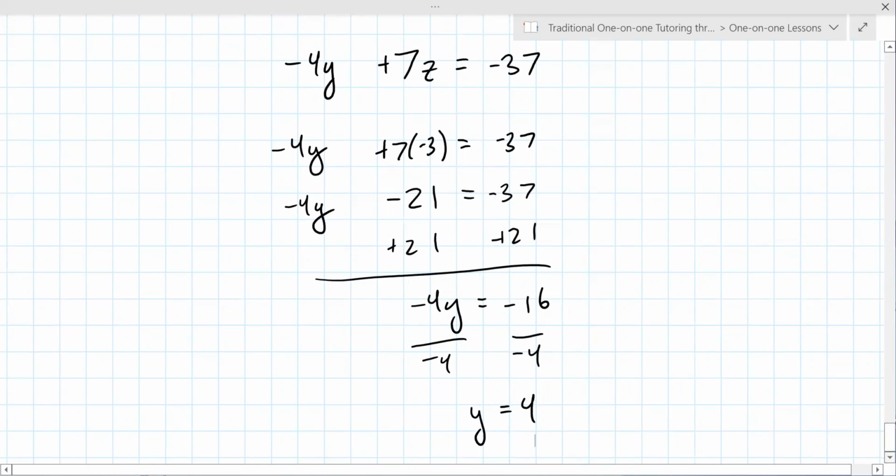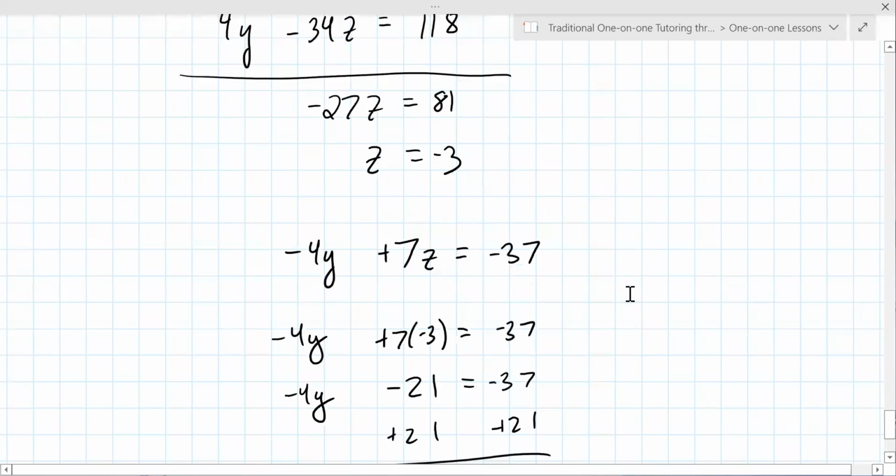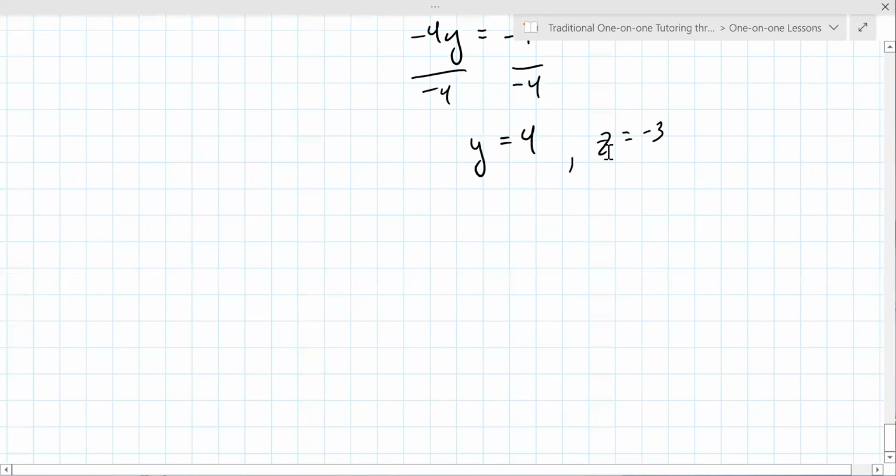So what I'd like you to do, and you can pick any of the original equations, but I want you to use the fact that z is, what did I say, minus 3? Yeah, minus 3, and y is 4. Any one of the original equations and solve for x. And let me know which equation you're using.